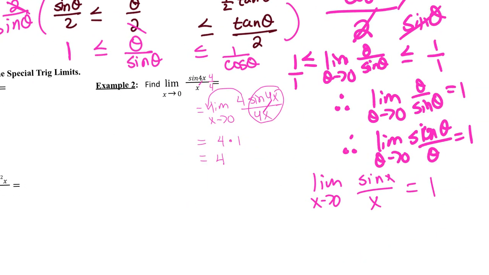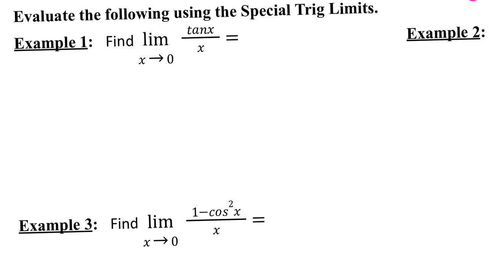Ready to try another? I think we have another. Okay. So let's take a look at this one. Tan x over x. If I were to write this out, do you agree this is the limit as x goes to 0 of sine x over cosine x all over x?